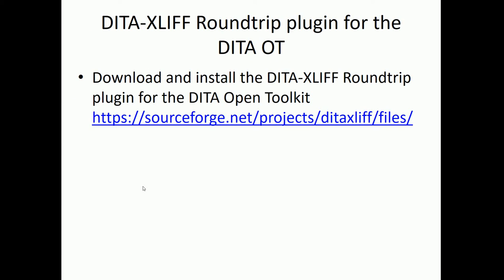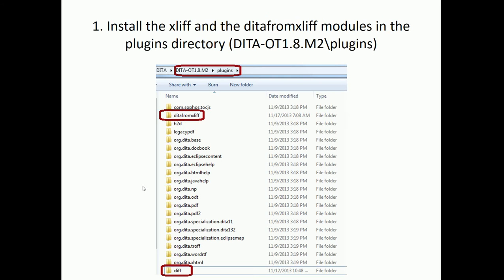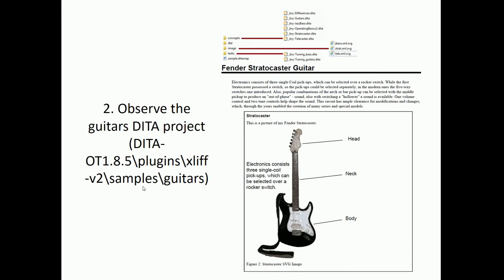What you can do is augment the DITA Open Toolkit with this plugin that I've created called the DITA XLIFF Roundtrip plugin for the DITA Open Toolkit. So you go off there and you download it. You put the plugin that I've prescribed into the standard plugins directory in the DITA Open Toolkit. And this will supercharge the DITA Open Toolkit now with the ability to create XLIFF files from DITA. So we start off with this particular DITA project.